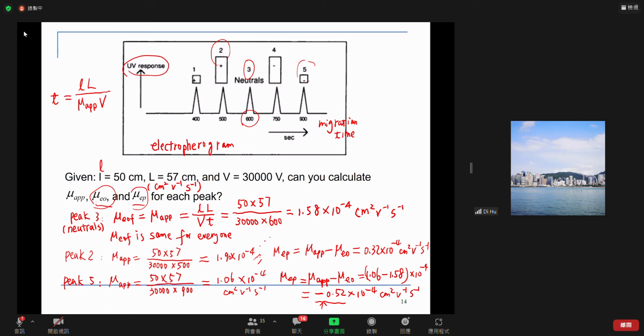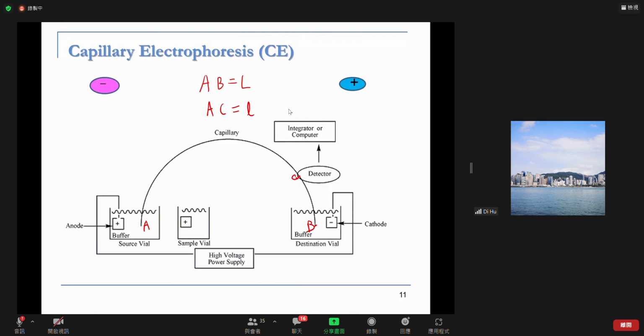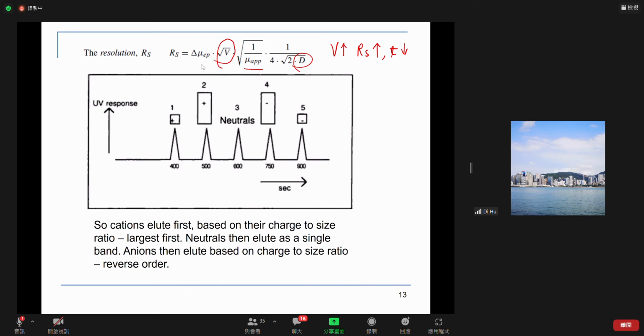For number 1 and number 4, you can try to calculate by yourself at home, after class. If it's fine for all these parts now, I'm going to move on. Okay, we're coming back to this resolution part.